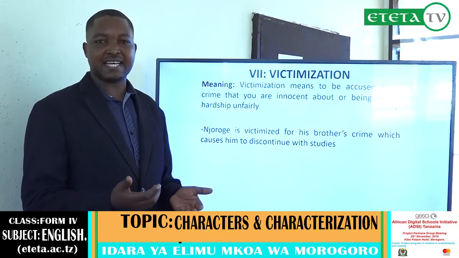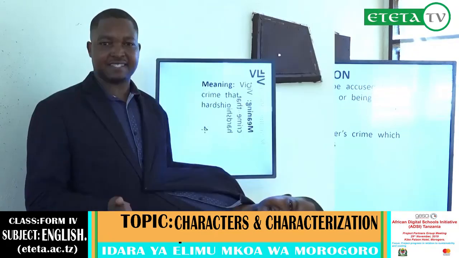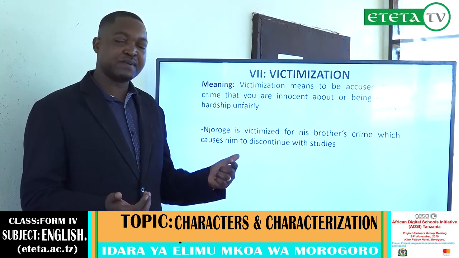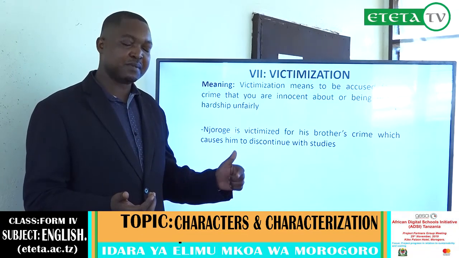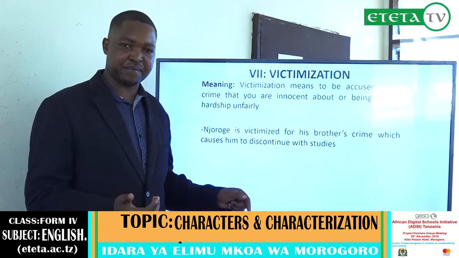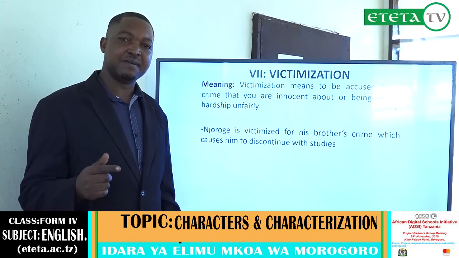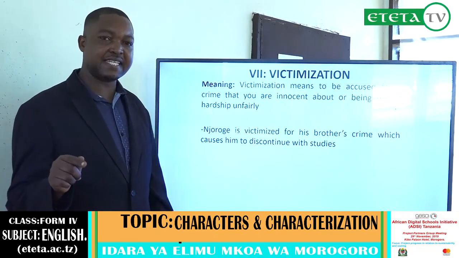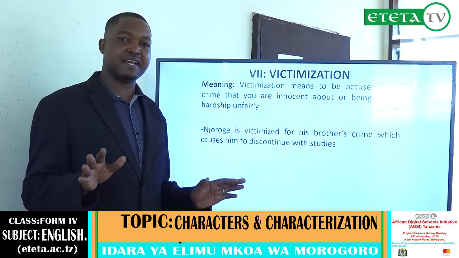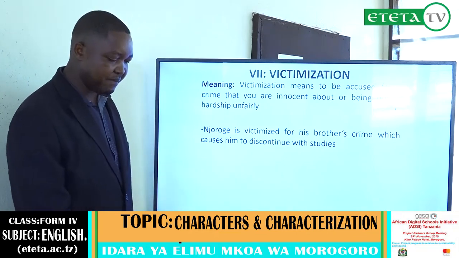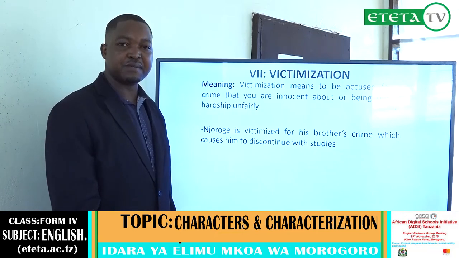He was not the Mau Mau fighter. He was not the activist. He was just a mere student. Maybe it's because of what was done by his family, especially Boro, that caused him to be suspected as one of the Mau Mau fighters, but he was innocent. So therefore, he was victimized. So Njoroge is victimized for his brother's crime, which caused him to discontinue with his studies.